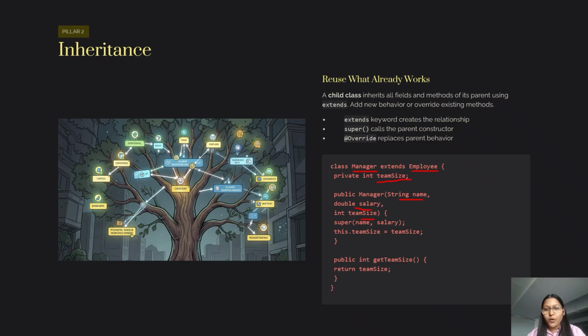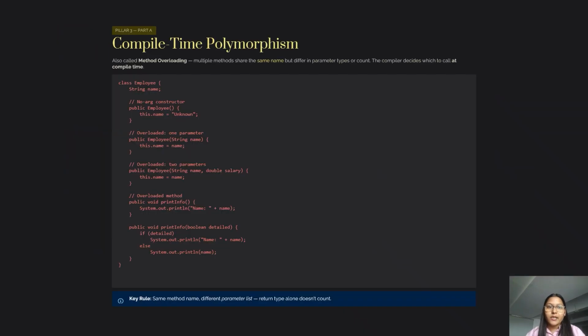And with the help of the super constructor, we are calling name and salary, which indicates that the name and salary will be coming from the Employee class, right? And we have a method, int getTeamSize, which returns the team size. So this is a brief about inheritance only, right?